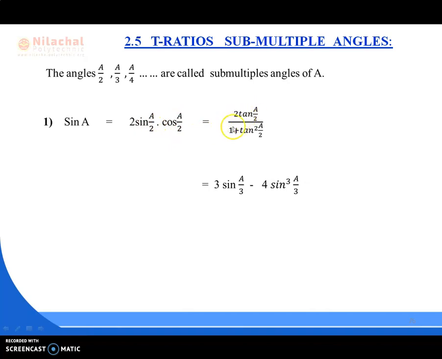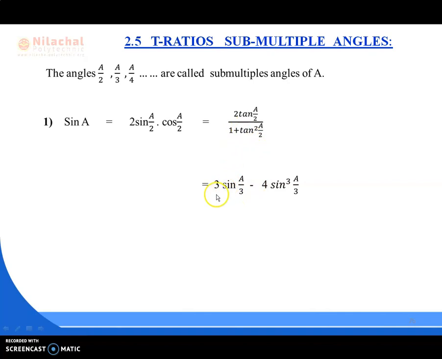Or you can write, we know that sine has two formulas. The sin 2 theta, that means sin 2A formula, is 2 sin A into cos A, and another formula is 2 tan A by 1 plus tan square A. In this way, 2 tan A by 2 by 1 plus tan square A by 2. Instead of A, we just put A by 2. If this is 2A, here A, then instead of A we just write A by 2. If 2A is divided by 2, this is A, then A divided by 2 is equal to A by 2. Okay.